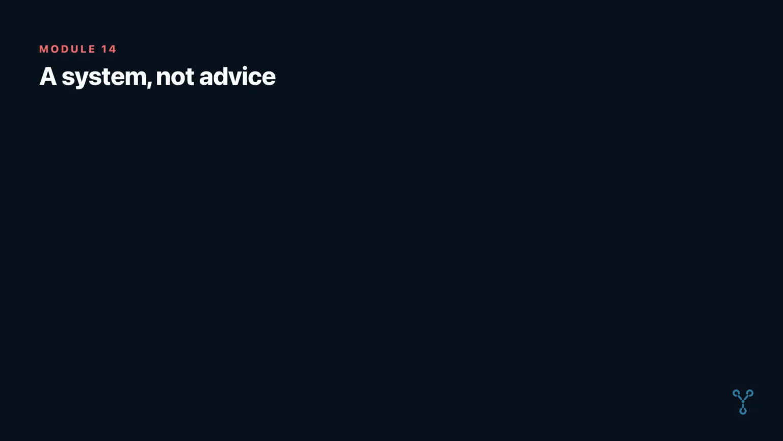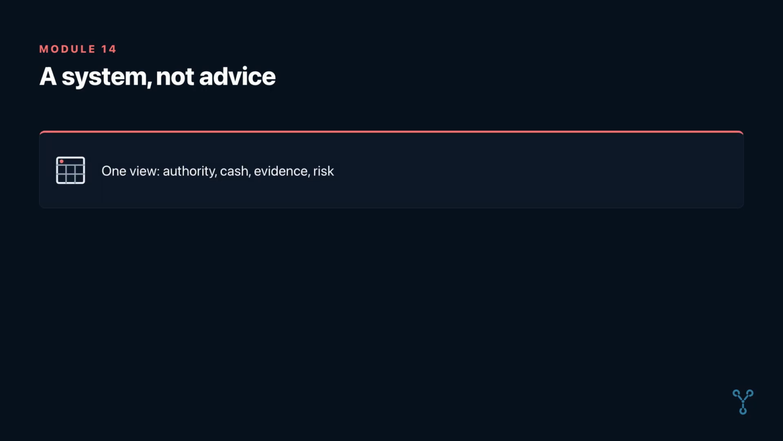Module 14, Your Financial Management System and the Playbook. The course ends with a system, not a pile of advice. Your financial management system can be a well-designed workbook, approved accounting software, or a combination of both. What matters is that it gives the team one reliable view of authority, budget, claims, cash, evidence, and risk.